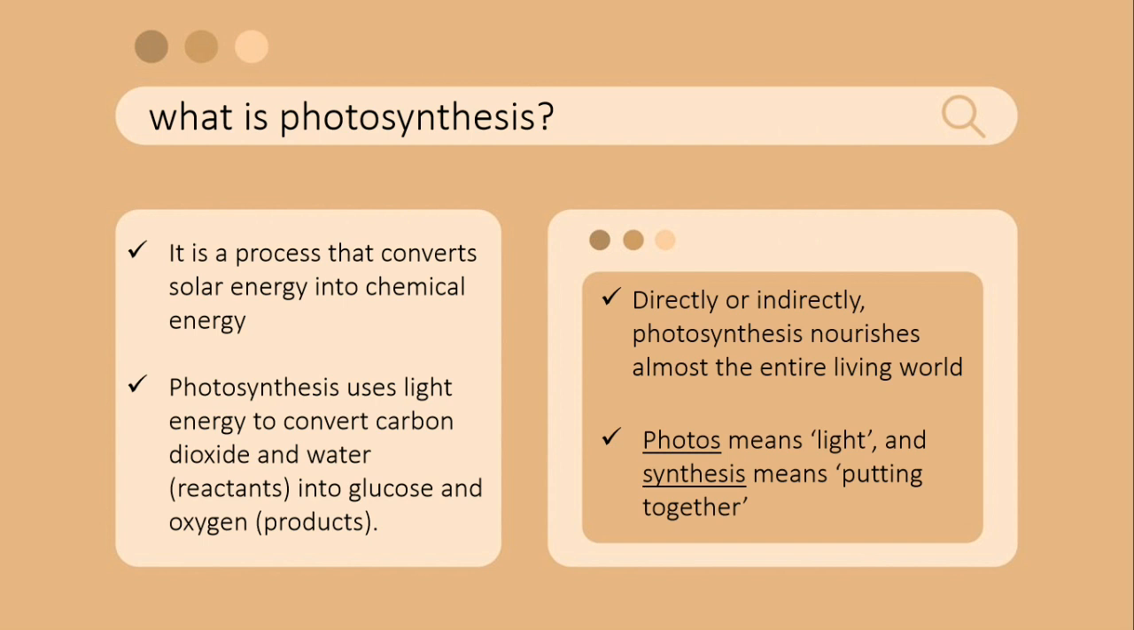It uses light energy to convert carbon dioxide and water, which are the reactants, into glucose and oxygen, which are the products. Directly or indirectly, photosynthesis nourishes almost the entire living world. Photos means light, and synthesis means putting together in Greek.